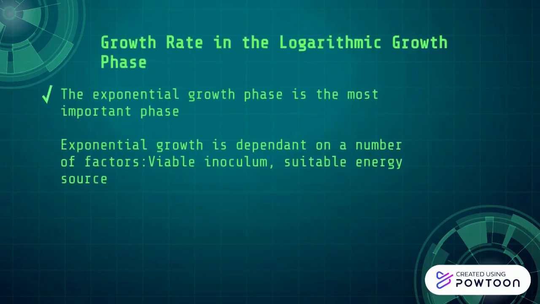The exponential growth phase is the most important phase of the growth cycle when the product we are trying to produce is either biomass itself or a growth-associated product. The establishment of exponential growth depends on a number of factors, for example, viable inoculum and suitable energy source.